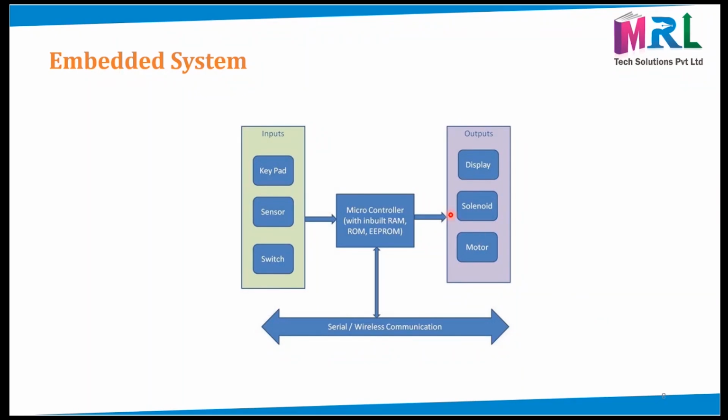Here I show the basic block diagram of an embedded system. It comprises an input unit, an output unit, and a processing unit. Those data will be sent either by wireless communication or wired communication.